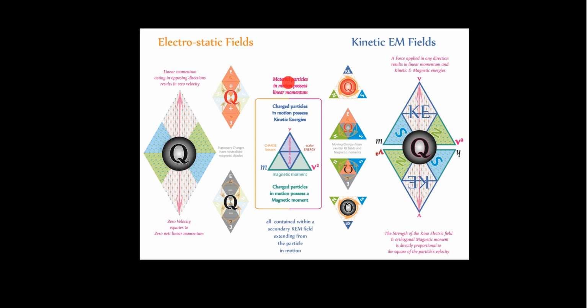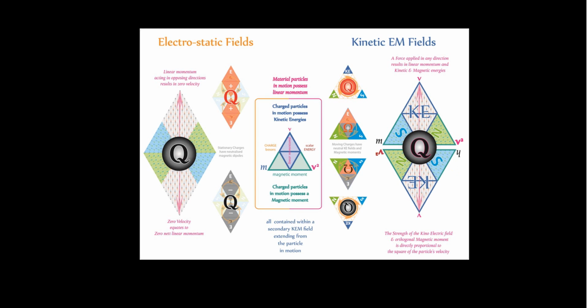So all materials in motion possess a linear momentum, mv. The same particles in motion have kinetic energies, a half mv squared, and those same particles also have a magnetic moment, which is a half mv squared. The kinetic and the magnetic combining together within the KEM field, the kinetic EM field, gives us mv squared, which we now know and can show over and over is in fact equal to Planck's, the squared number of Planck quanta in that field, or the squared number of quantum coins in that field.